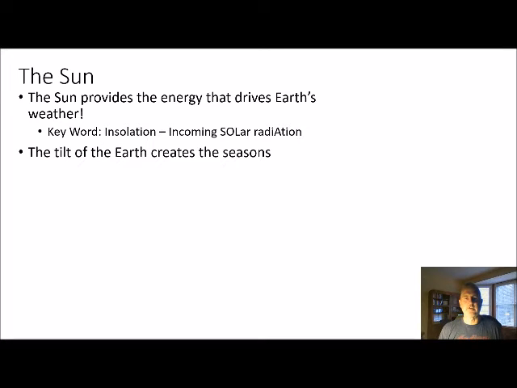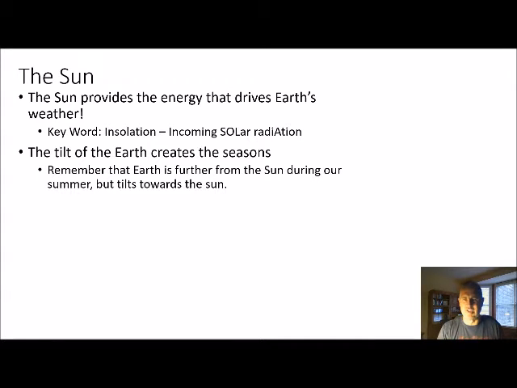Number two, the tilt of the Earth creates the seasons. That 23.5-degree tilt. It's more about that than the distance of the Earth from the sun, because we are actually closer to the sun during our winter in the northern hemisphere than we are during our summer. But the tilt towards the sun in our summer provides more direct insolation, plus the radiation from the sun to the Earth is moving through a vacuum, so that extra several million miles really doesn't change the reduction or increase in energy.